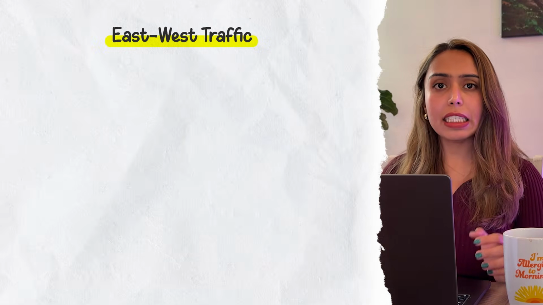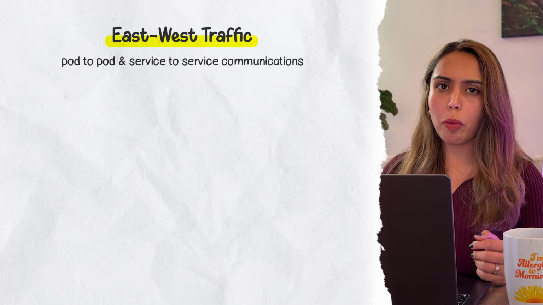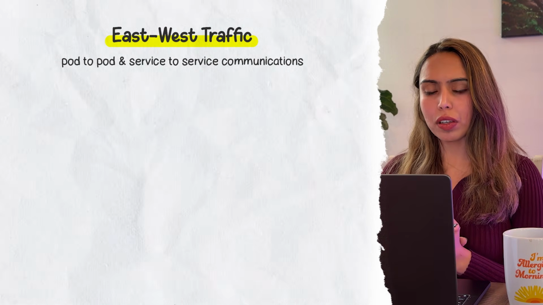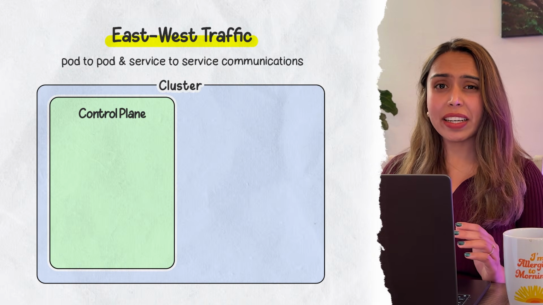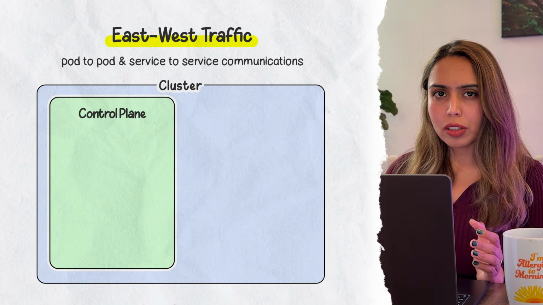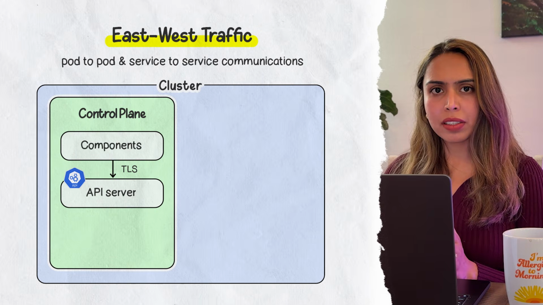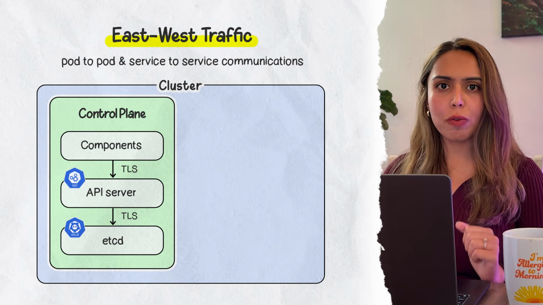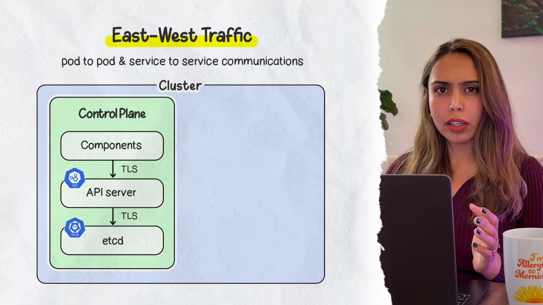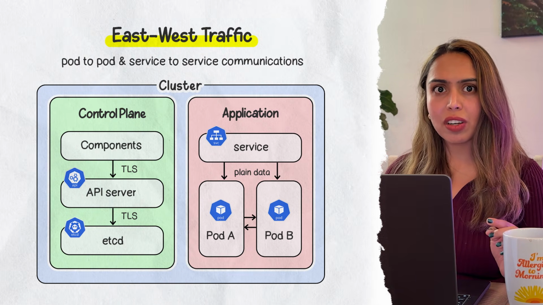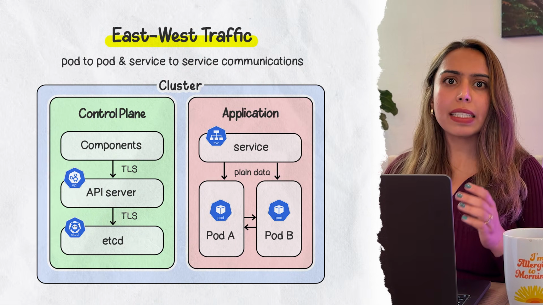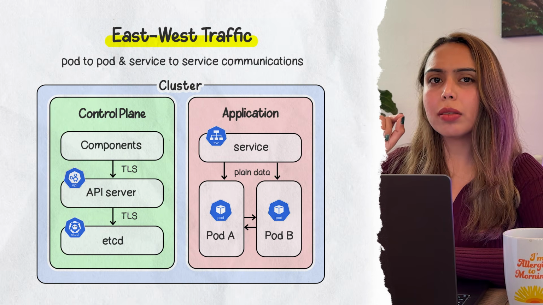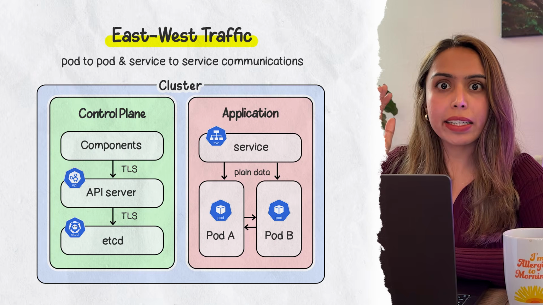On the other hand, east-west is the traffic within your cluster, pod to pod and service to service communications. Now here's a common point of confusion. The Kubernetes control plane is already encrypted by default. Communication between components and API server and between API server and etcd uses TLS by default. What isn't encrypted by default is your application's east-west traffic. People often assume that if it's inside the cluster, it is safe, but it isn't. If someone can intercept the traffic inside the cluster, they can read the data.